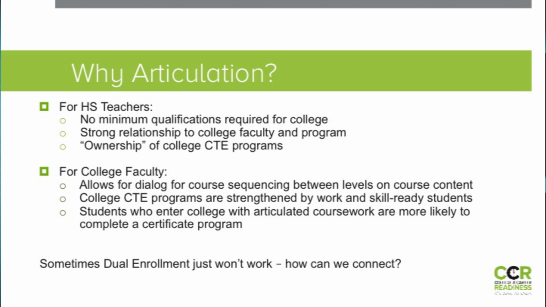So in that situation, we would be articulating a program to a course, meaning that students who complete a 4-year sequence at the high school are given college credit for a single course to get them started in the college program at the community college. So there's a lot of flexibility to do that. And again, it all boils down to the agreement.